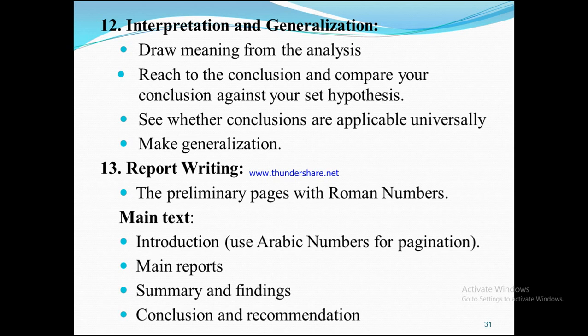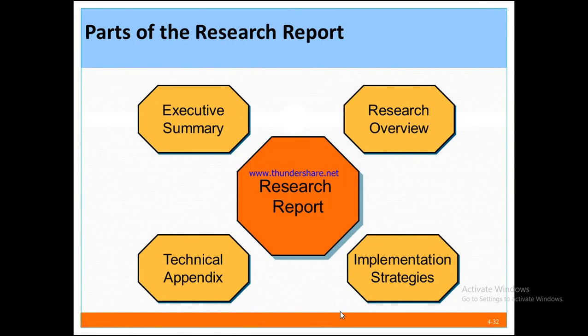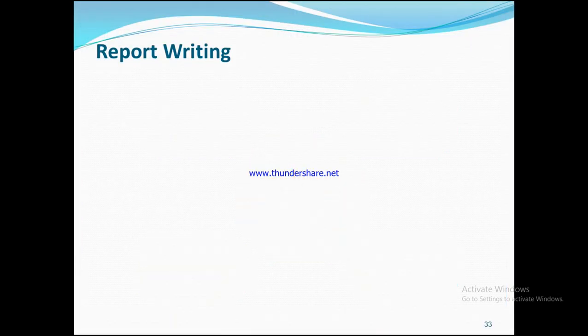Let's see the parts of a research report. Here we have the executive summary, research overview, implementation strategy, and technical appendix. Those are all parts considered in a research report. You must consider these things when you try to see report writing.